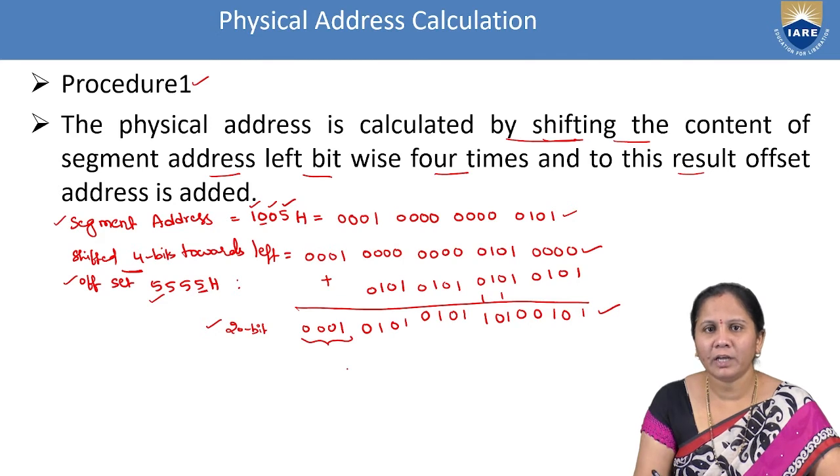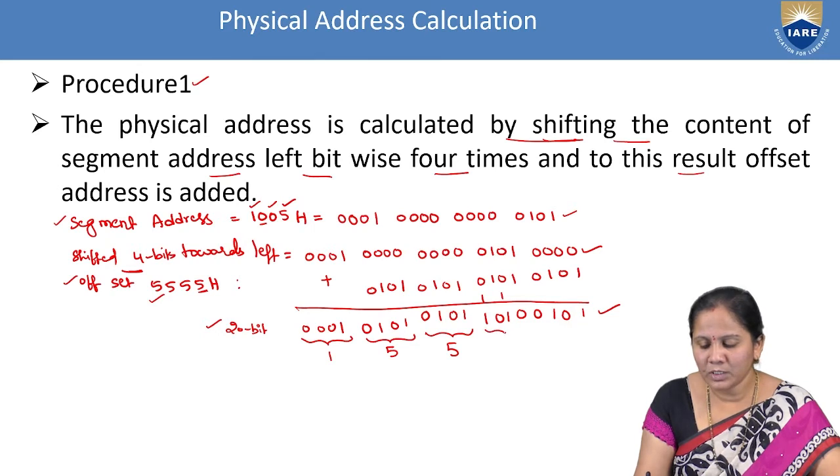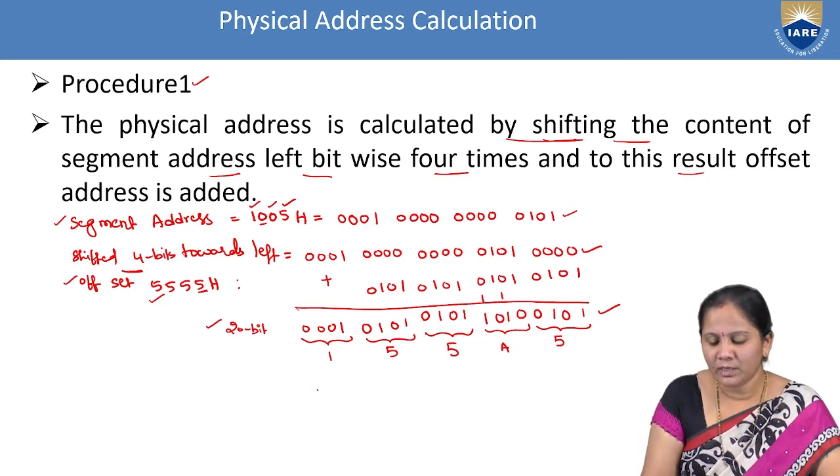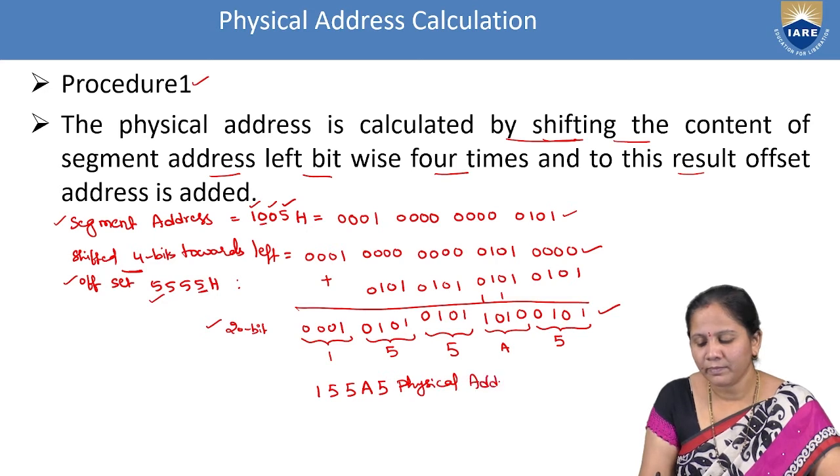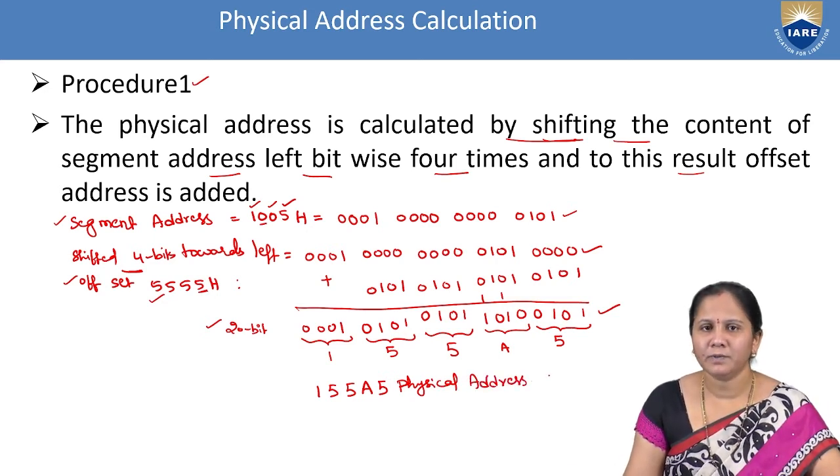Now we have to convert this binary value into hexadecimal. So 0001 in hexadecimal is 1. 0101 is 5. 0101, again it is 5. Next, 1010. Generally 1010 value is 10, but in hexadecimal it is represented as A. And next is 0101, the value is 5. Okay. So this is 155A5. This is the physical address. So this is one procedure of calculating the physical address.